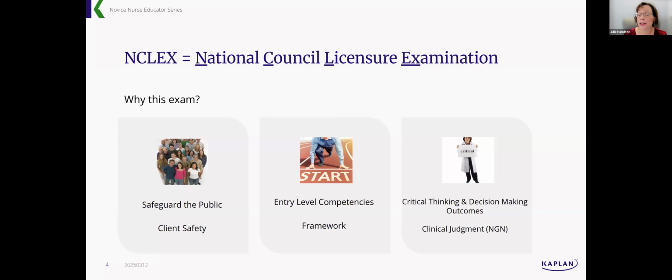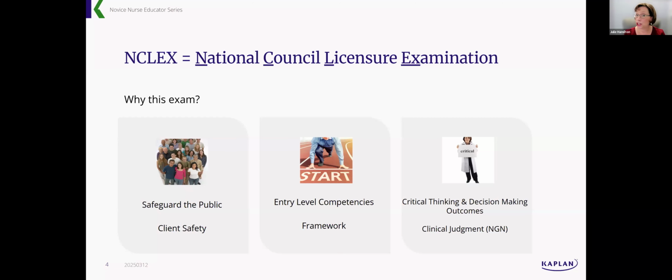In your clinical practice, your practice as a nurse, you have become an expert in your field. So we need to know, okay, what does that entry-level nurse need to know, and what's the framework for that? And then we want to test the ability of the candidates and these students to critically think and make decisions that have safe outcomes. This is all a part of clinical judgment.